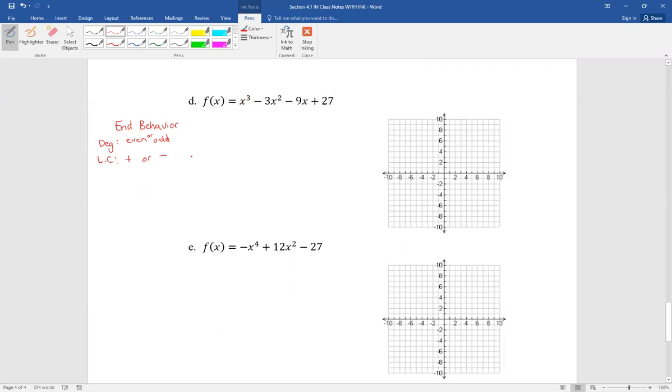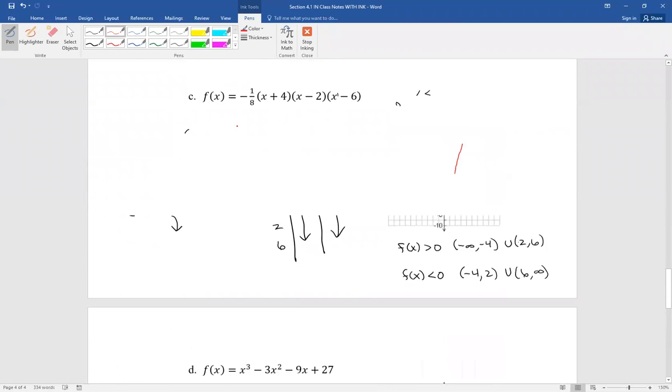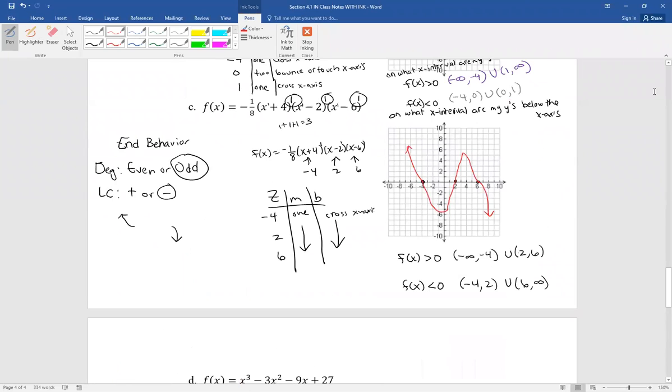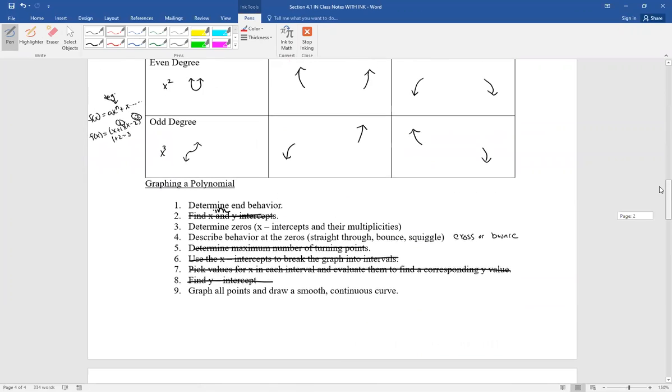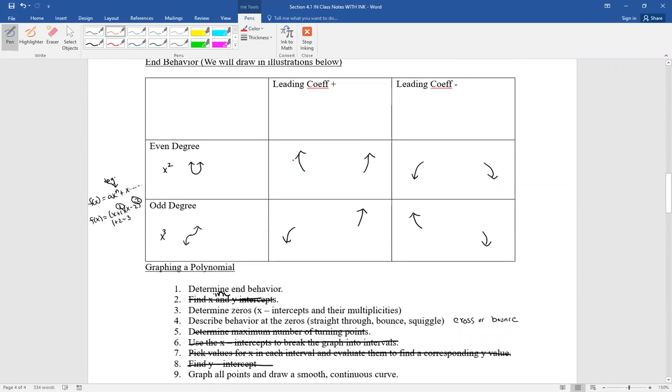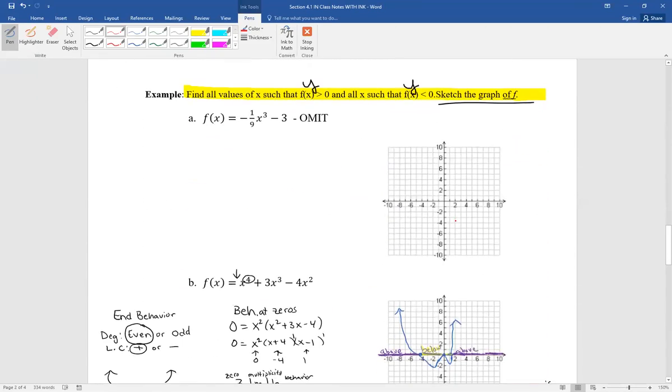And remember in our chart, which I'll scroll back up just to remind you of, we knew that there were four possibilities of those combinations, and these are the different end behaviors. So if you have an even degree, you're going to have things that go in the same direction. If it's a positive leading coefficient, they're both going up. If it's a negative leading coefficient, they're both going down. If it's an odd degree, they go in opposite directions, like x cubed. If the leading coefficient is positive, it's down on the left, up on the right. If it's negative, it's up on the left, down on the right. In other words, it flips it upside down.